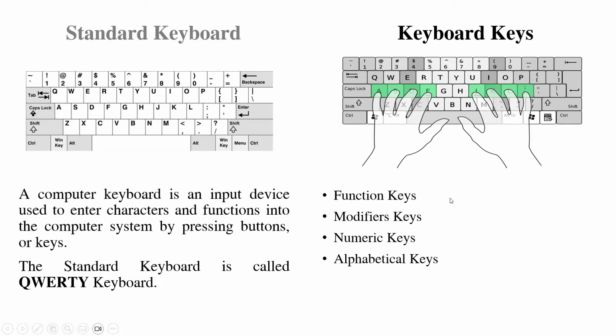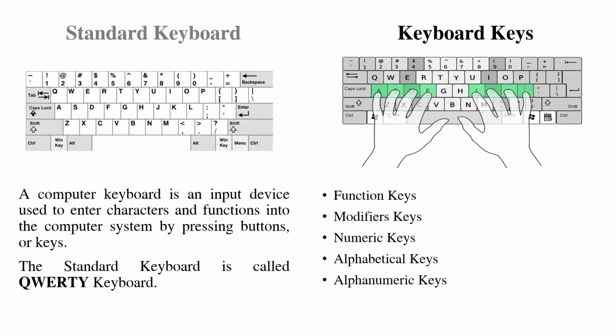Another thing, we have alphabetical keys. These are the alphabetical keys: Q, W, E, R, T, Y, U, I, O, P. You see, O, P. All these characters that you are seeing are under alphabetical keys. All these characters, including question mark, this greater than, the full stop, the comma, all of these are the alphabetical keys.